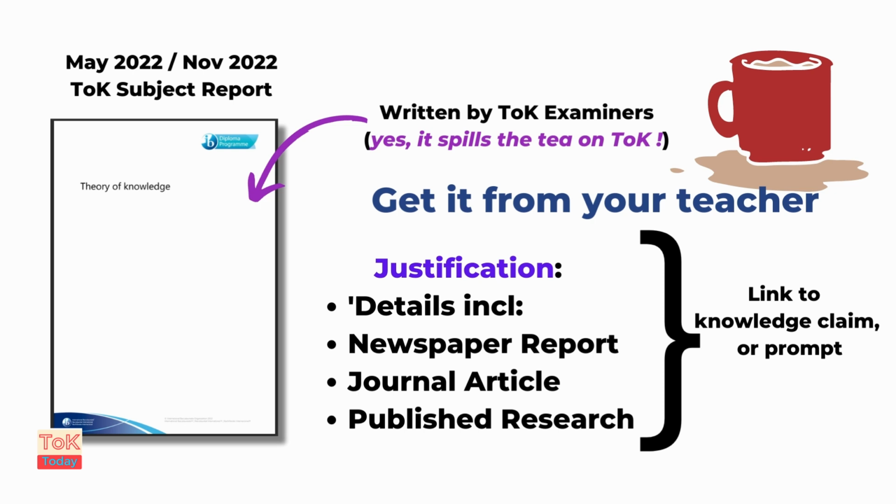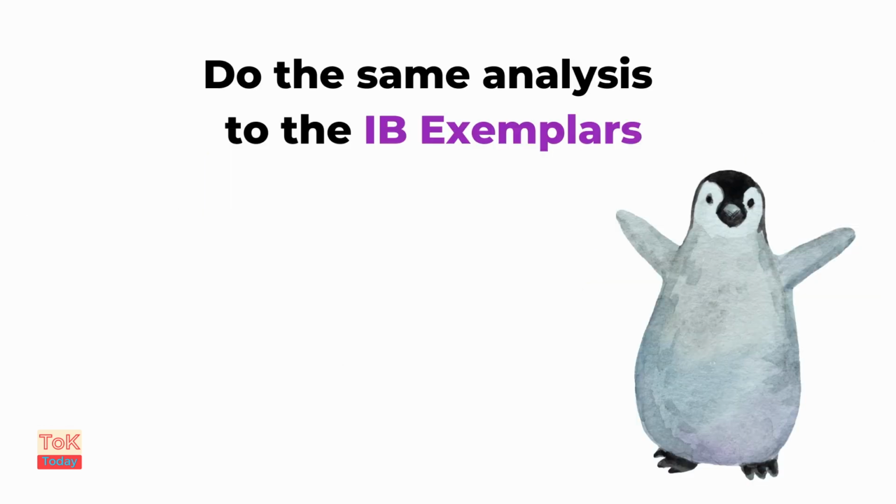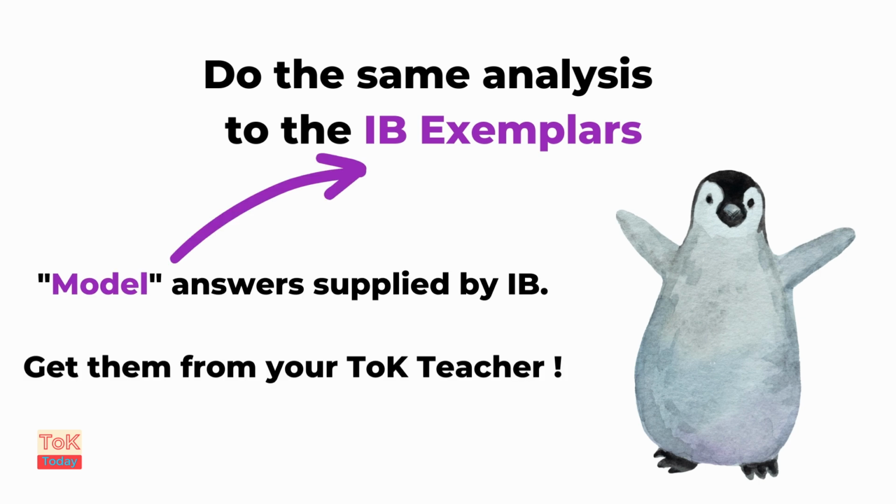So that's how you can analyze my exhibition commentaries to work out what the structure might be. And you can see there we have a structure that you could use to answer your ToK commentary. What I recommend doing is to do the same analysis to what we call the IB exemplars. Now, these IB exemplars are model answers which are supplied by IB. And as I said earlier, I can't give them to you. I can't link them in this YouTube video because that would be sharing them in a public forum, and IB don't like us to do that, and we don't like to upset IB.